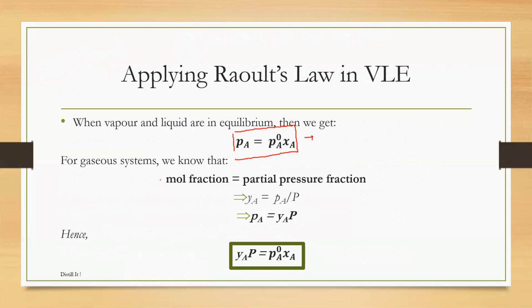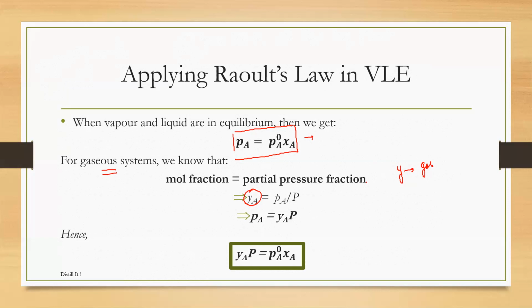And then for gaseous system, we derived in the previous class that mole percent is equal to partial pressure percent. Hence, we get mole fraction YA. Why YA? Because it is in the gaseous phase, where we have mole fraction Y. So YA, the mole fraction of A in the gaseous phase, is equal to partial pressure of A upon total pressure. Hence, the partial pressure of A in the vapor phase is equal to mole fraction of A in the vapor phase multiplied by the total pressure.